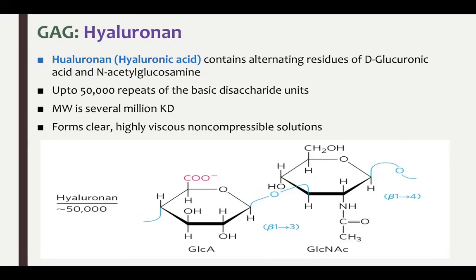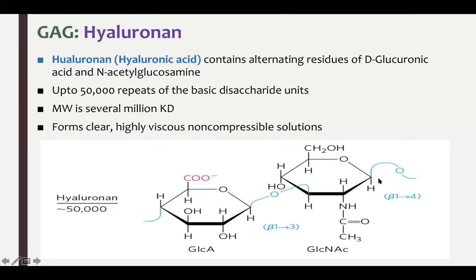Hyaluronic acid, if you see this structure, this is a uronic acid of glucose. So this is glucuronic acid, and this is the N-acetylglucosamine. I have discussed already what N-acetylglucosamine is. This is the nitrogen, this is the acetyl group, this is the N-acetylglucosamine. Okay, so the D-glucuronic acid is attached to the N-acetylglucosamine at the 3 position. The anomeric carbon is attached to the 3 position, so it forms a beta 1 to 3 glycosidic bond.